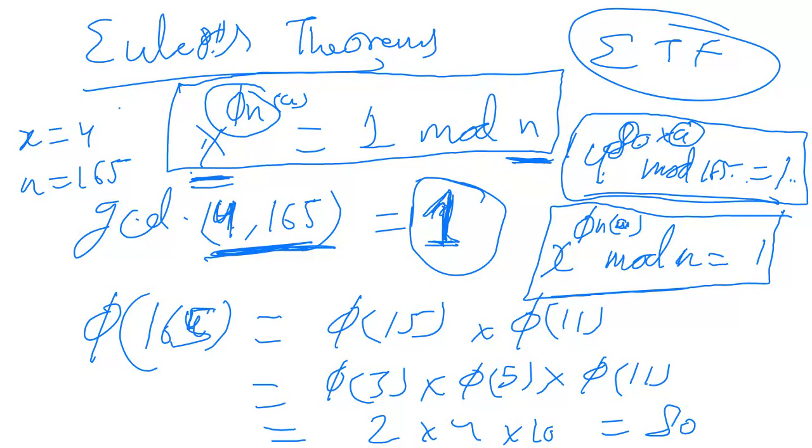All right. So we have derived three more statements from this statement. We were having x to the power phi n equal to 1 mod n. From this statement, we have x to the power phi n mod n equal to 1. From the same statement, we have x to the power phi n into a equal to 1 mod n. And we also have x to the power phi n into a mod n equal to 1. All right. So they can be written as four different statements.